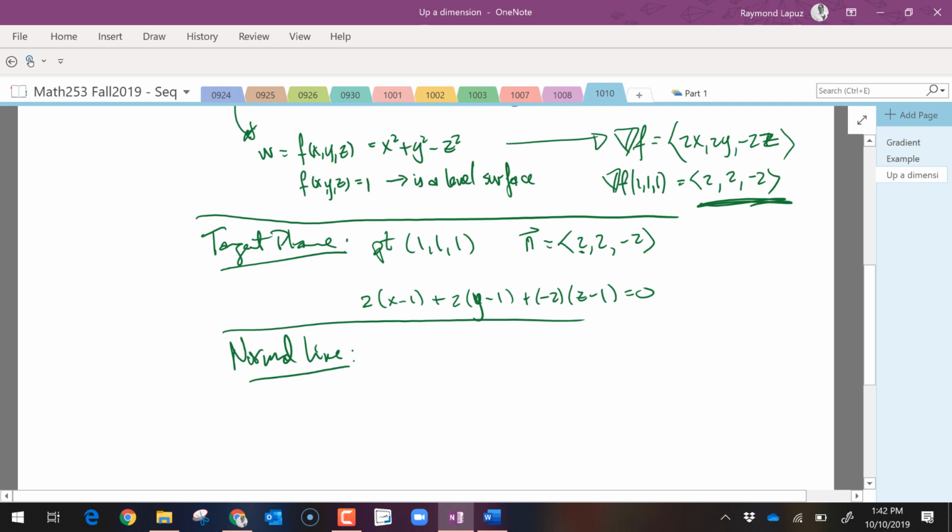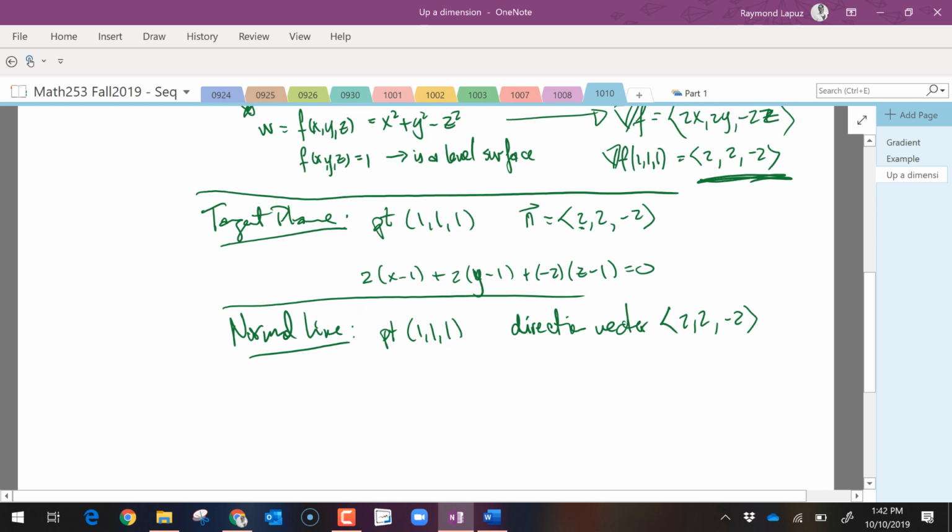What do you need for an equation of a line? Point and a direction. And since it's normal, we want the normal vector. So our direction is going to be 2, 2, minus 2. Right? I mean, we already have the vector there, so that's exactly what the line's going to look like. But let's draw it out anyways.